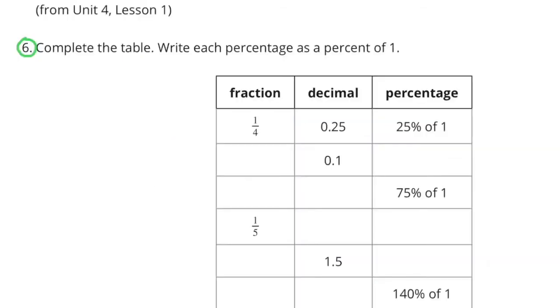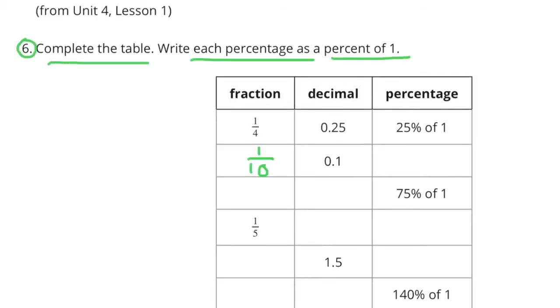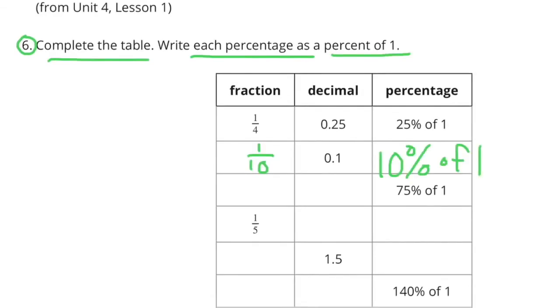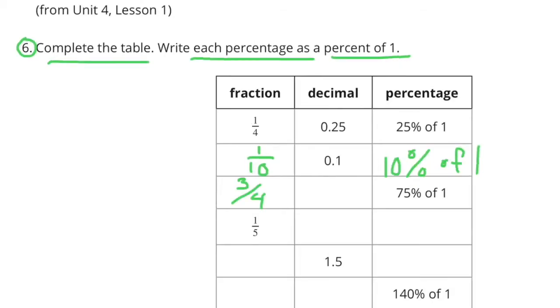Number 6. Complete the table. Write each percentage as a percent of 1. 1/10 can be written as 1 over 10 and is 10% of 1. 75% can be written as 3/4 and is 75 hundredths.